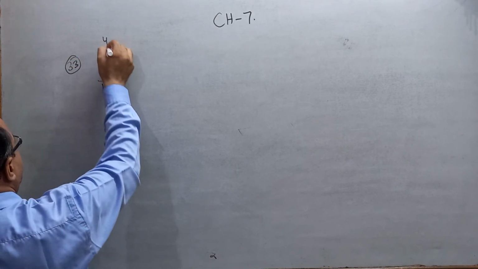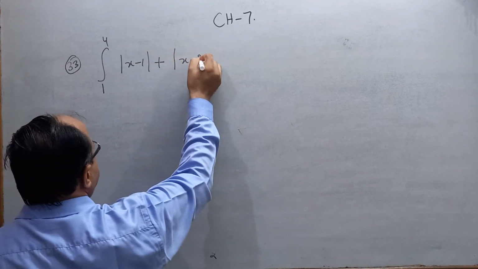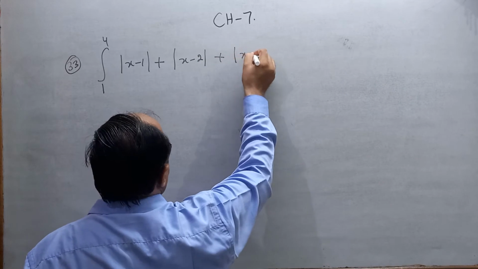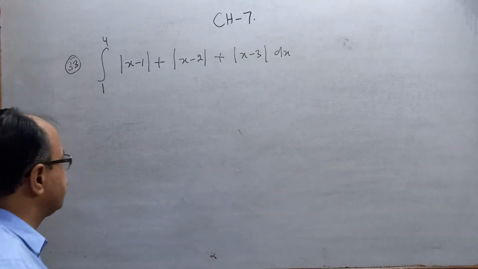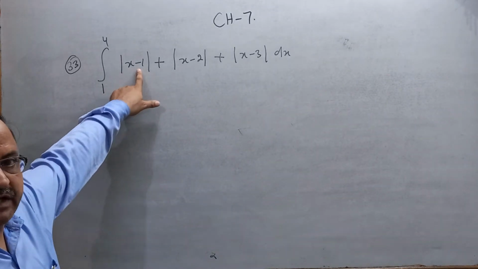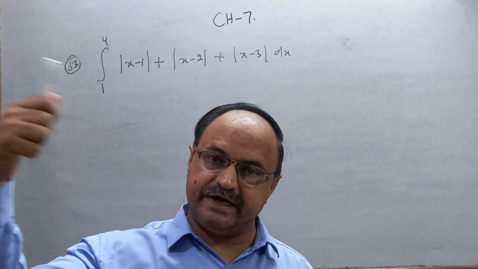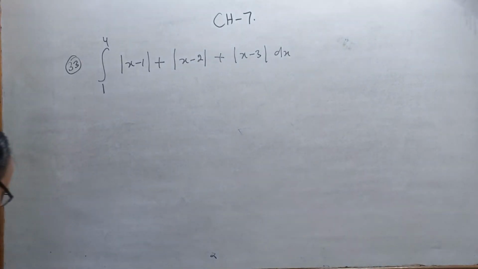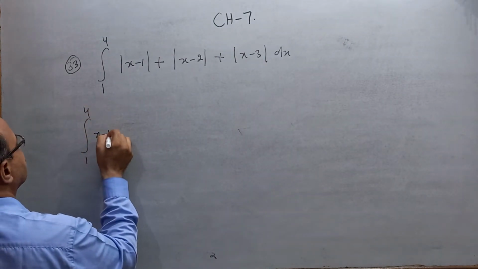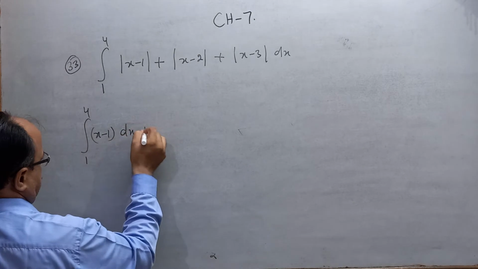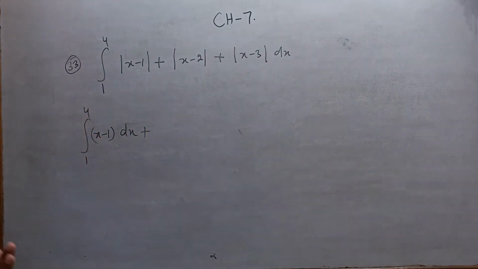Integration from 1 to 4 of |x minus 1| plus |x minus 2| plus |x minus 3| dx. Correct? In this question, the breaking point is 1, and our limit is 1 to 4. It means only the right hand side. Therefore, you can say integral from 1 to 4 of x minus 1 dx, because the critical point is 1 and the limit is 1 to 4, it means the right hand side only.